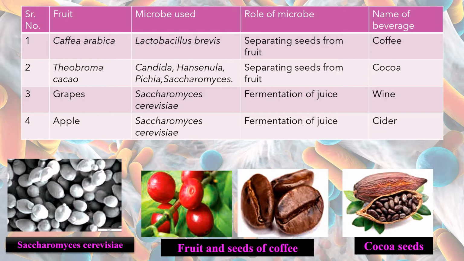Let's see a few fruits and the microbes which are used, and the role of the microbe, and the name of the beverage that you get from that. Okay, so the very first fruit that we're talking about is Caffea arabica. Now Caffea arabica is used basically, now here in this picture you can see below that these are some seeds which are there, coffee seeds, but actually coffee seeds हम लोगों को ऐसी directly नहीं मिलती.